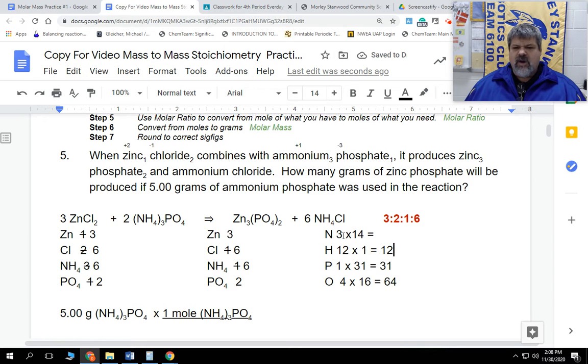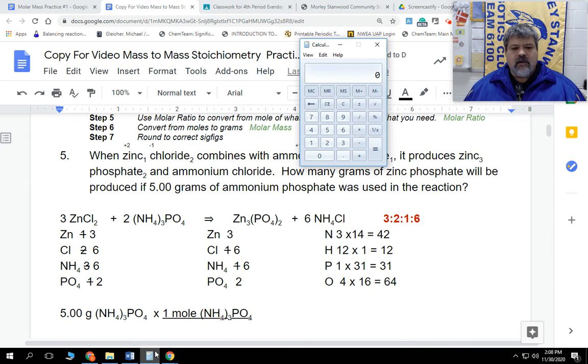So I'm going to say it's 42. Okay, but let's double check that one, 42. Again, we should probably double check every single one of them. So we're going to take 3 times 14 equals 42. That one's good. And then do 12 times 1, I don't think 30. 1 times 1 we don't have to do.